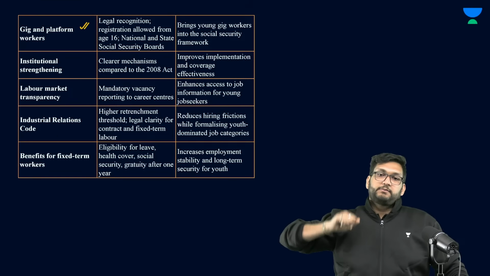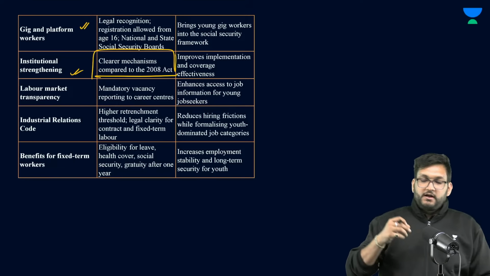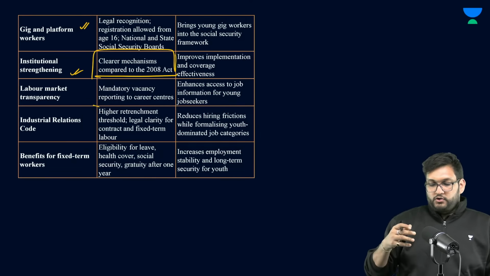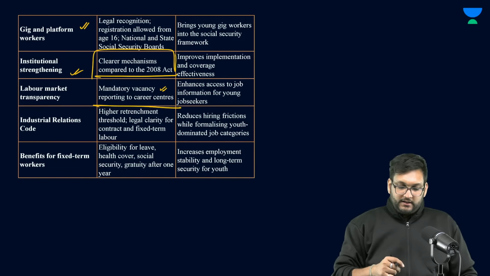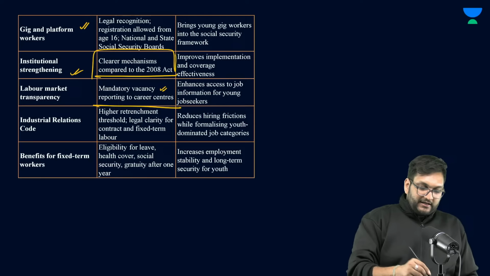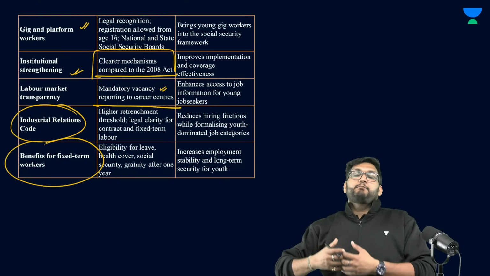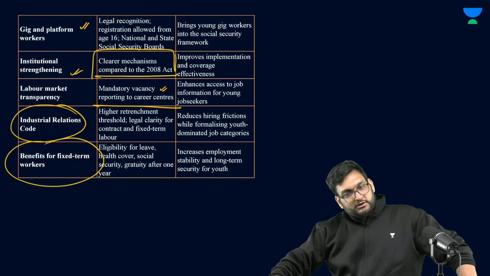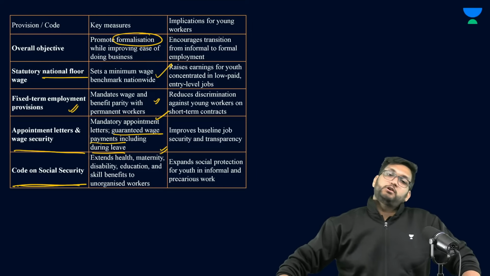Karnataka is the first to do something about it. Then institutionalization of the whole mechanism has been pushed through. There is more, you can say market transparency, because vacancies have to be reported, and in industrial relations and fixed term workers, the social security ambit has been increased through the four labor codes. But remember one more thing, that all this is on paper. How this goes forward is a separate issue altogether.